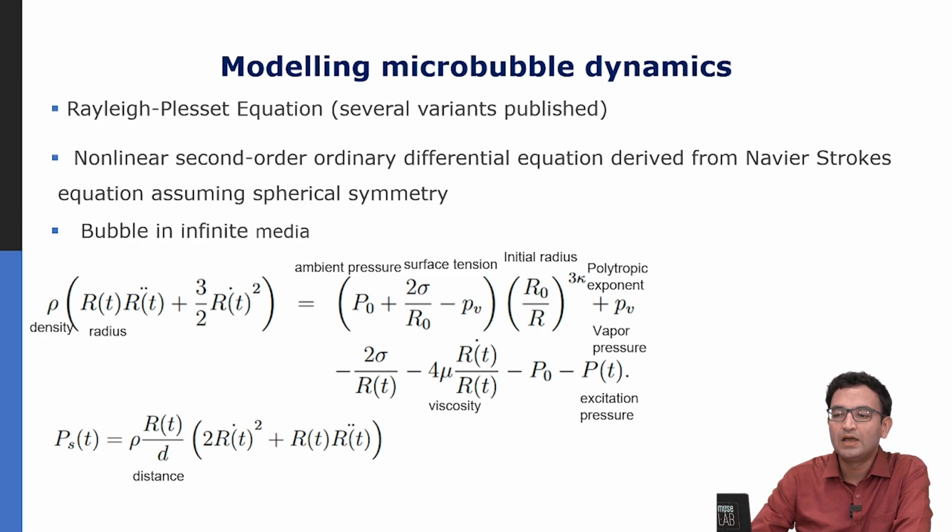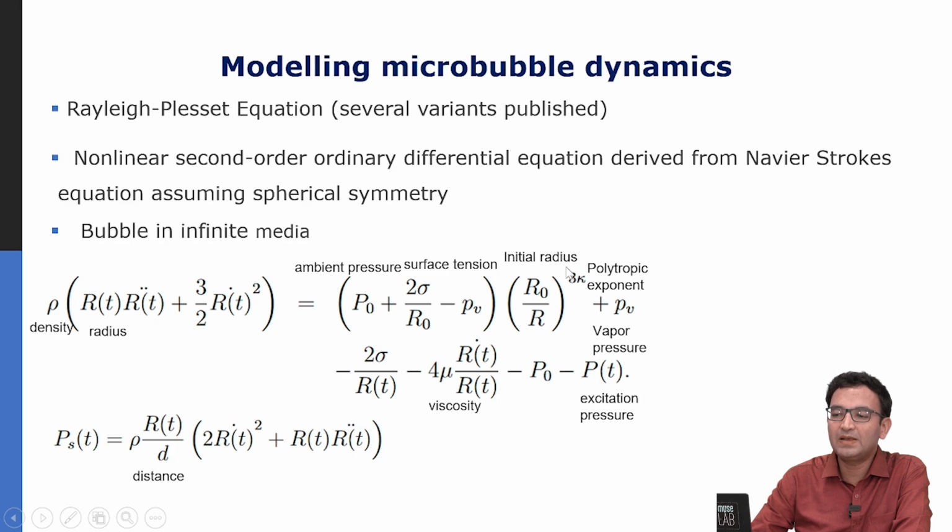So this will be the pressure outside the bubble, and if the bubble is submerged, then it will be the sum of the atmospheric pressure and the hydrostatic pressure. Then sigma here is the surface tension, PV is the vapor pressure, R naught is the initial radius or the equilibrium radius, kappa is the polytropic exponent. So if you recall from thermodynamics, we say PV to the power kappa is constant, that kappa is the polytropic exponent, and PT is the excitation pressure of the ultrasound. Mu is the viscosity of the surrounding fluid.